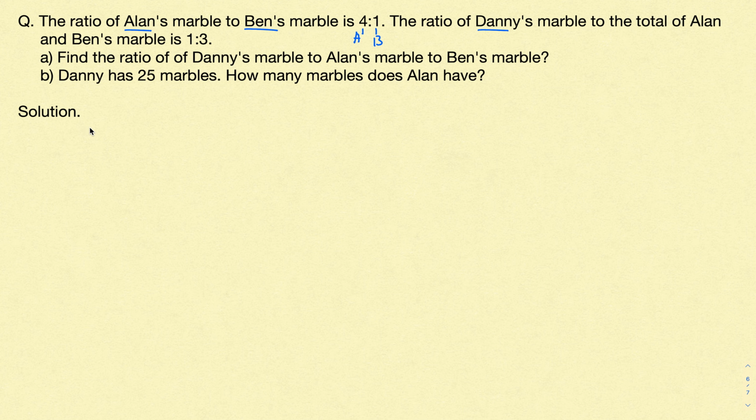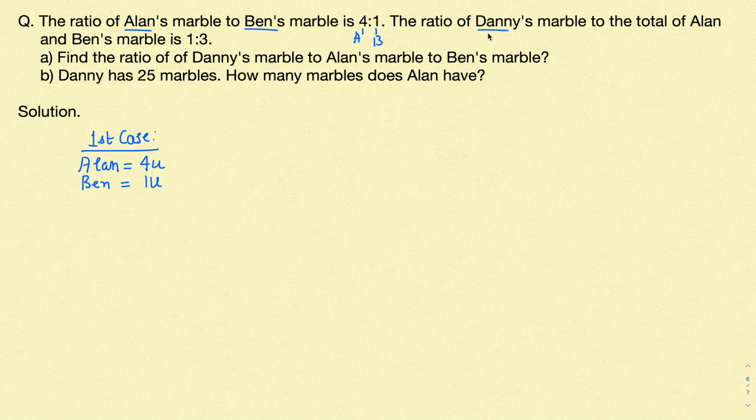So let's say this is our first case, the first part of the question. In the first case, what we have is Ellen and Ben only, and how they are related. Ellen is 4 units and Ben is only 1 unit, because their ratio is 4:1.